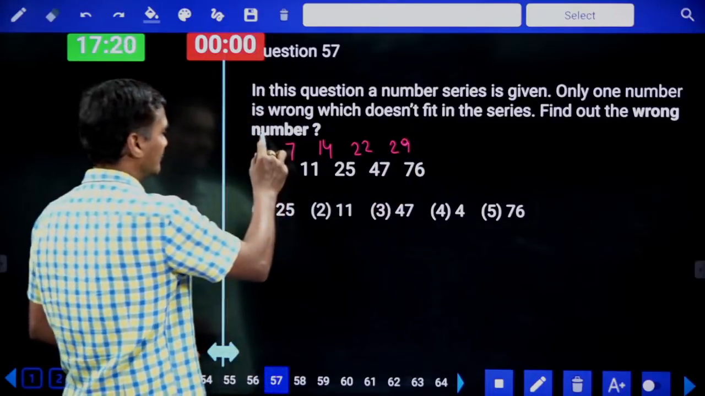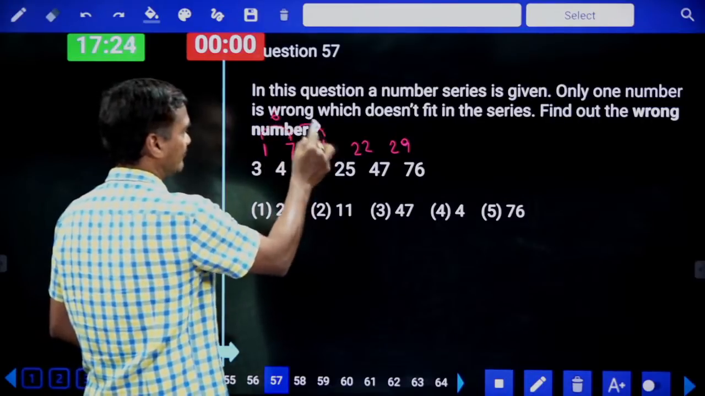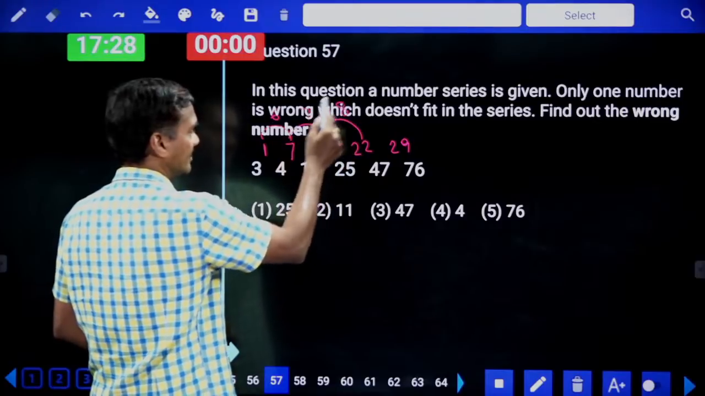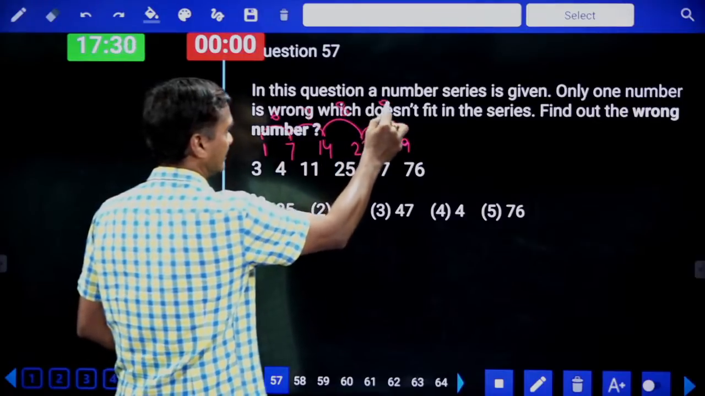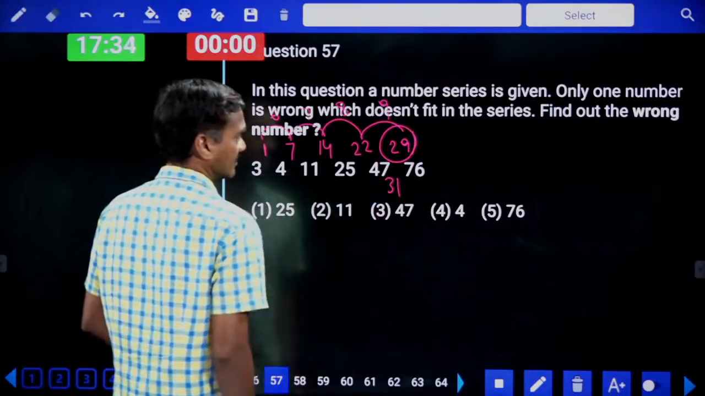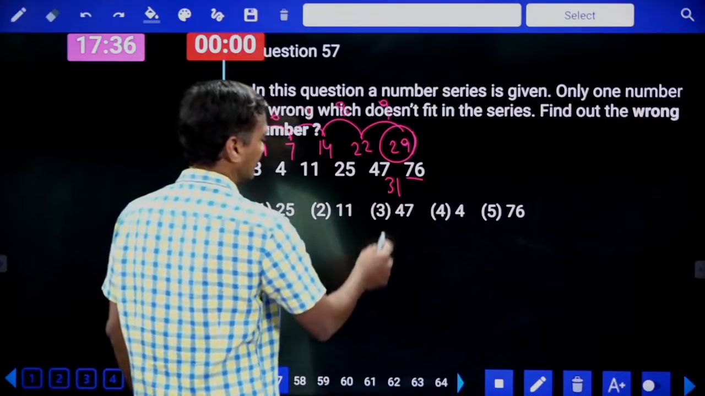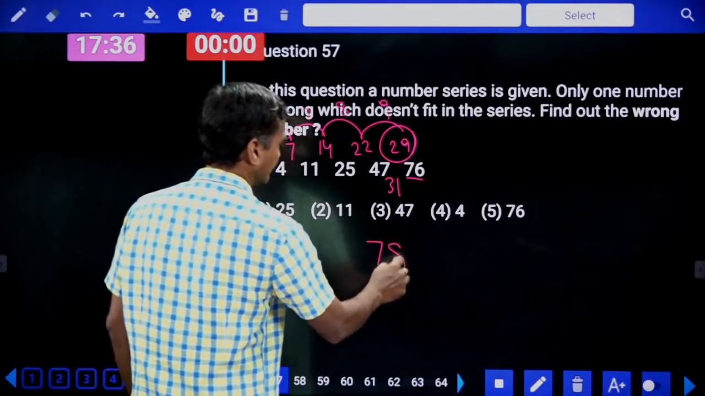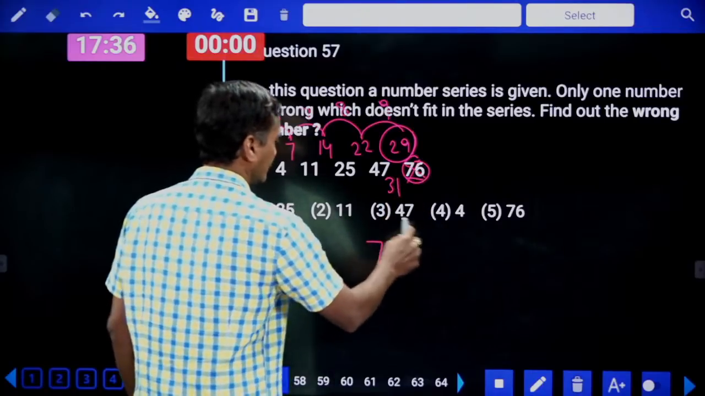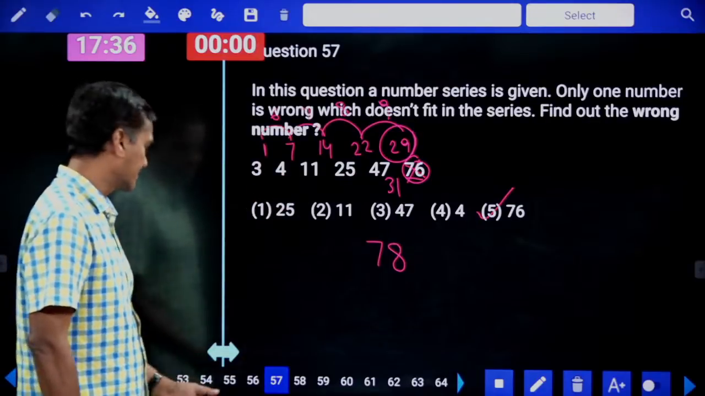Then again, let's go for the difference of differences. 1 and 7, the difference is 6. 7 and 14, difference is 7. And here 14 plus 8, 6, 7, 8. And the next difference must be 9. 22 plus 9 must be 31. And 31 must be added to this one, isn't it? Hence, what is the wrong number here? 76. Now 47 plus 31, the correct number is 78. Now the number 76 is the wrong one. Clear now? Hence it comes under difference because the numbers are increasing at a smaller rate.